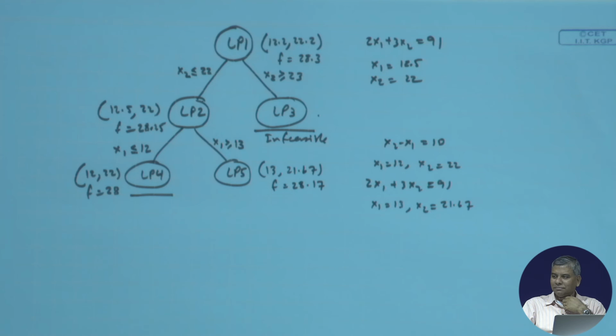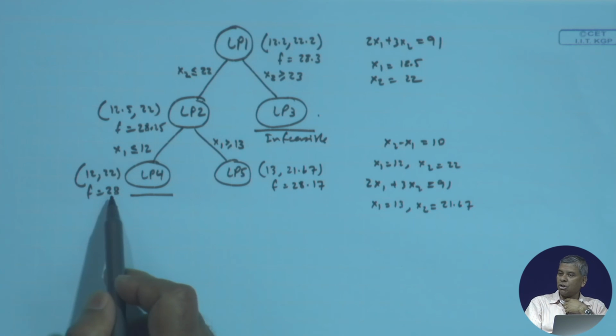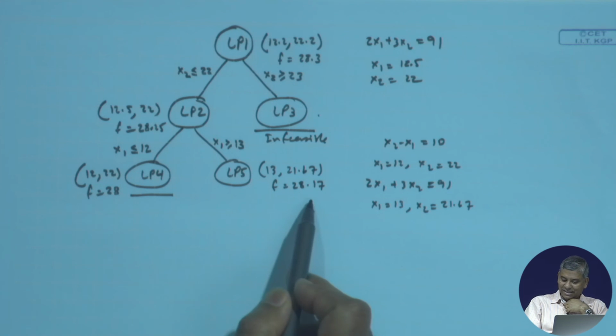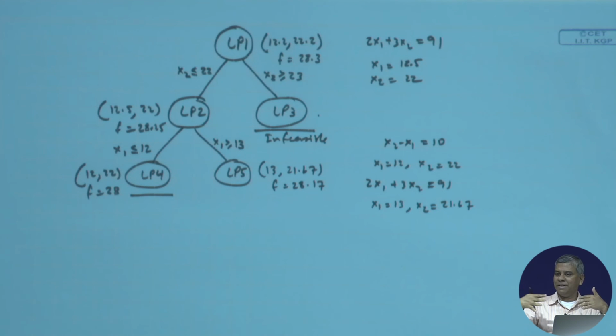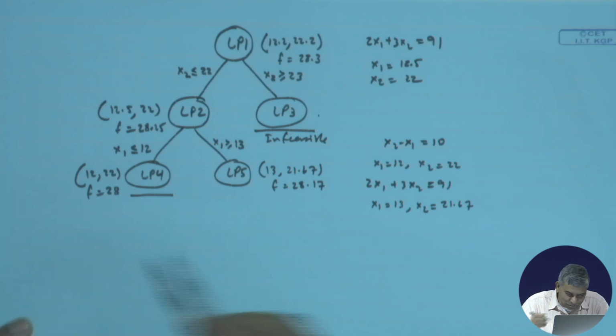We need to maximize. So we are maximizing. We have an integer solution already at 28, and this is 28.17. So if I go down, it's only going to get worse, meaning it's going to be smaller than 28.17. But there is still a chance that there is something between 28 and 28.17, so I cannot fathom it. So we have to go further, right?